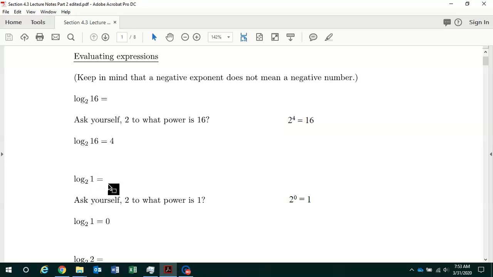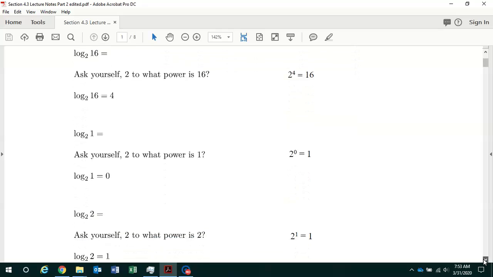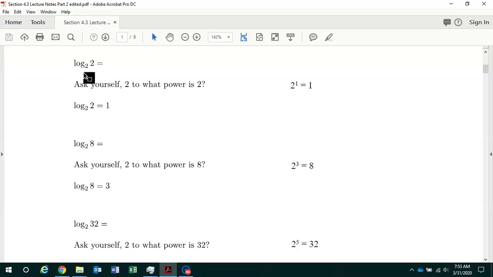What's the log base 2 of 1 equal to? Well, 2 to what power is equal to 1? Well, we know 2 to the 0 power is equal to 1, right? 0 is the exponent, so log base 2 of 1 has to equal 0, right? 2 to the 0 is equal to 1. What's log base 2 of 2 equal to? Well, we know that 2 to the 1st power is equal to 2, so log base 2 of 2 has to equal 1, right? The base 2 raised to the 1st power is equal to 2.